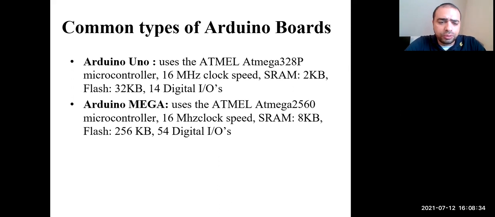All right, the Arduino Uno. The Arduino Mega, for example, has 54 digital IOs. Its flash memory is 256 kilobytes compared to 32 kilobytes for the Arduino Uno. And the clock speed is the same, 16 megahertz. But as you see, it has enlarged RAM and flash and more input/output pins for you to use.